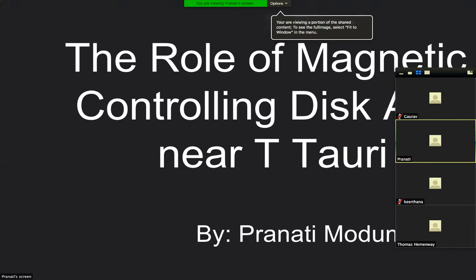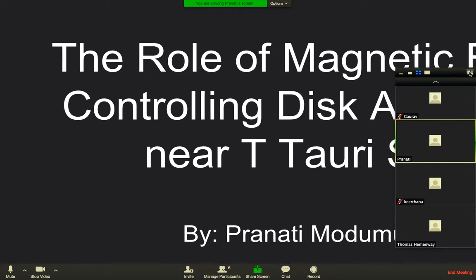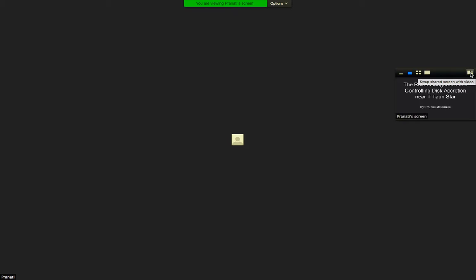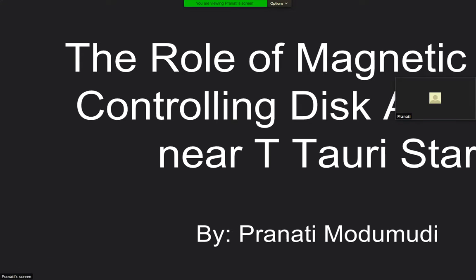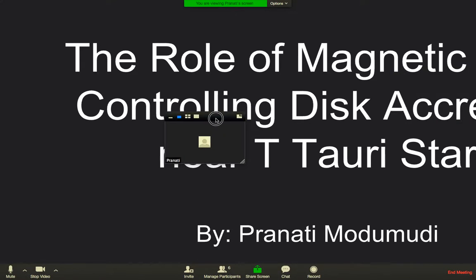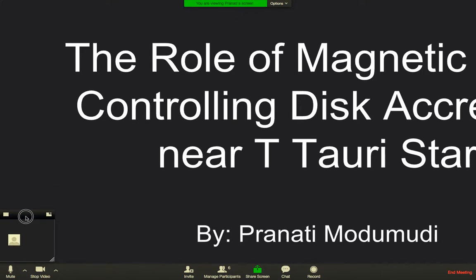Okay. So hey guys, my presentation topic is about magnetic fields around T-Tauri stars and how they affect accretion disks around these stars. So please stop me if you have any questions or corrections, and if I can answer them, I will, or I will definitely get back to you later. So here we go.